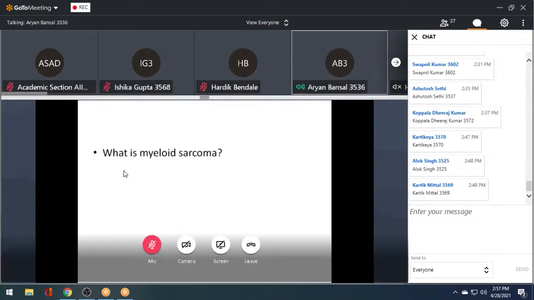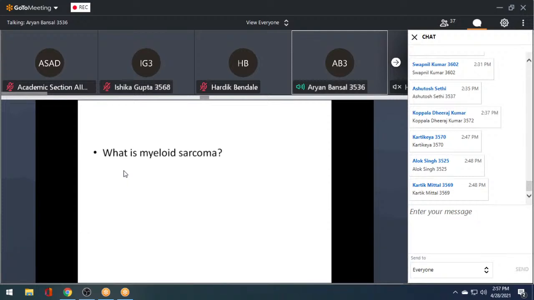So myeloid sarcoma, sir, is maybe a proliferation of the myeloid precursor cells that damage the surrounding tissue. Okay, so proliferation of myeloid precursors in the bone marrow? Where does this proliferation occur? Sir, bone marrow. Bone marrow. So what is the difference between this and acute myeloid leukemia? Where does acute myeloid leukemia proliferate? Sir, maybe outside the bone marrow, extramedullary.